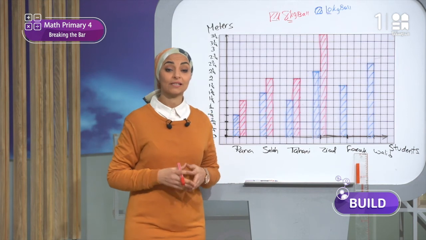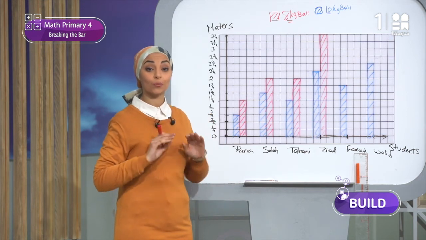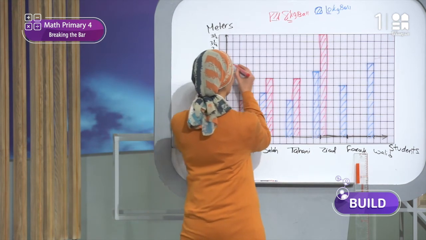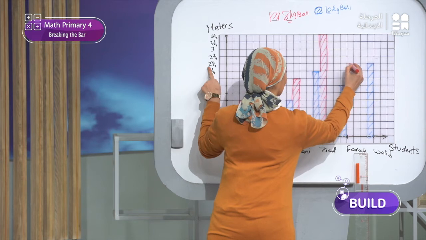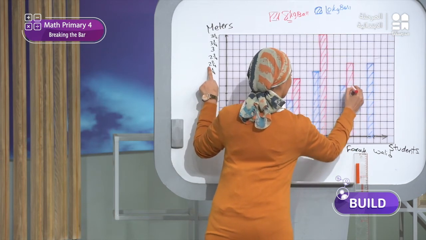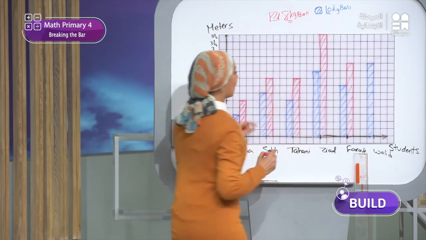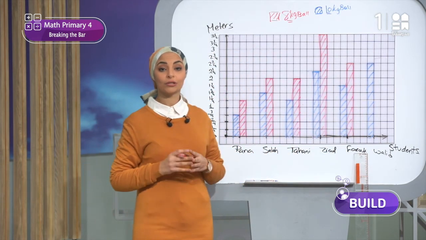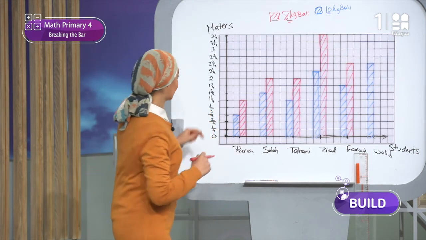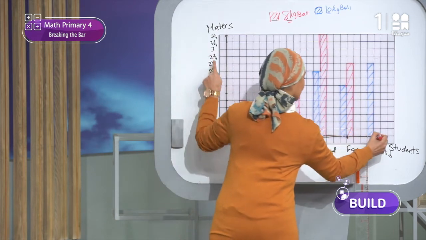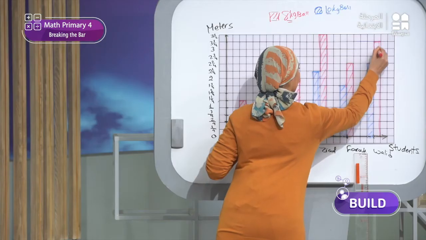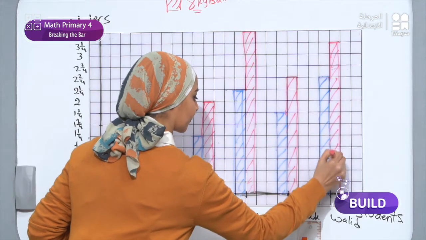Now let's draw the double bar for Farouk. He rolled the ball for 2.5 meters. I will go to 2.5, which is 2 and 2 over 4, and draw the second bar like you see here. Okay, then finally I will draw the double bar for Walid. It is 3 and 1/4. So I will go up to 3 and 1/4 and draw the second bar like you see here.